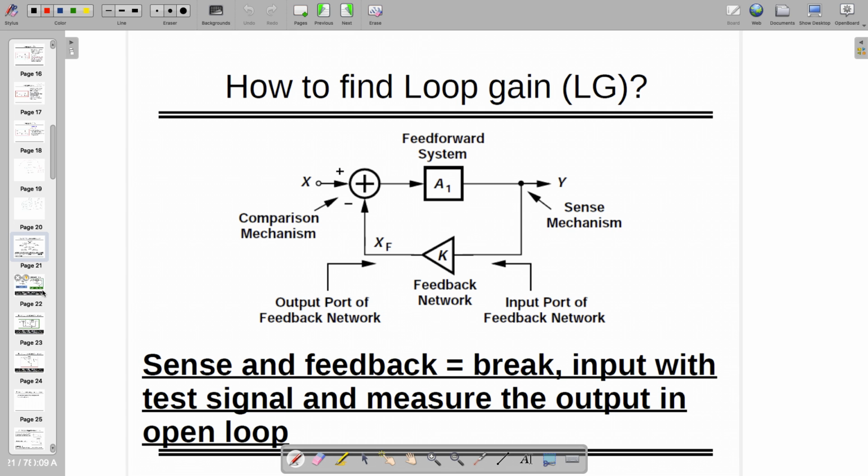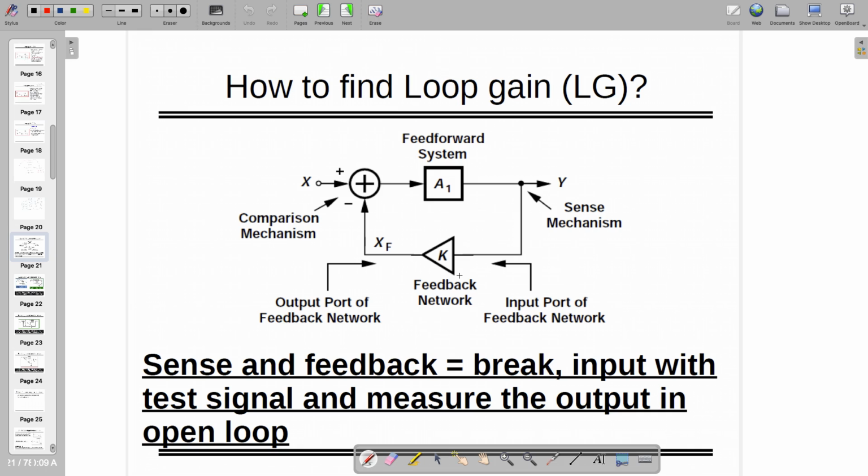So let's start with the theory. The next important part is how to find out the loop gain. Loop gain is nothing but the multiplication of the feed forward system gain A1 and the feedback network gain K, so the multiplication of these two is going to be equal to A1K. However, if you are keen to find out the value of A1K, because loop gain has to be much higher than 1, there are various techniques. One of the famous techniques, which is used everywhere, even in any industry, you have to do this with the feedback.